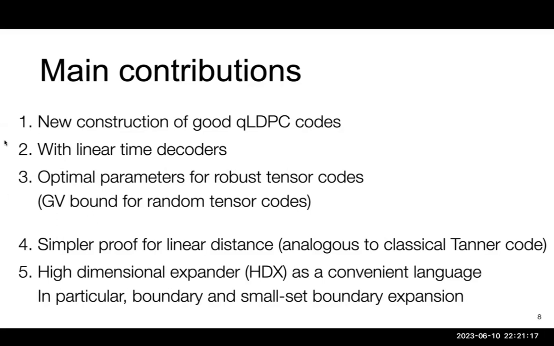So these are some concrete results, but more conceptually, our proof is arguably simpler, and the reason is that we are able to use the stronger robust codes, so that simplifies the proof. And alternatively, for people that think about higher dimensional expanders, in our paper we tried to phrase our proof and results using this language, and in particular we use the notion of boundary and small set boundary expansions.